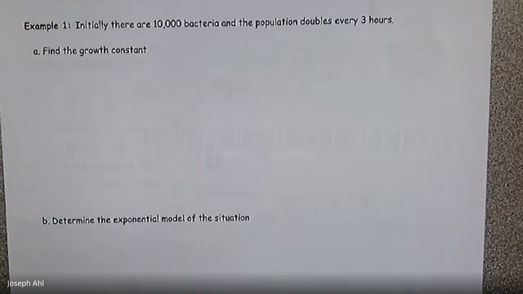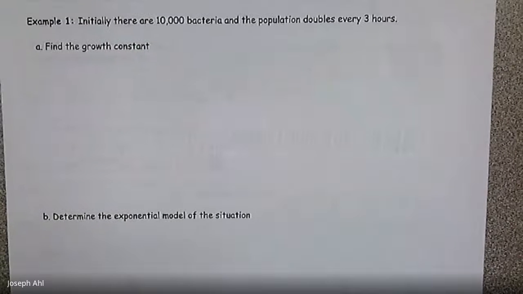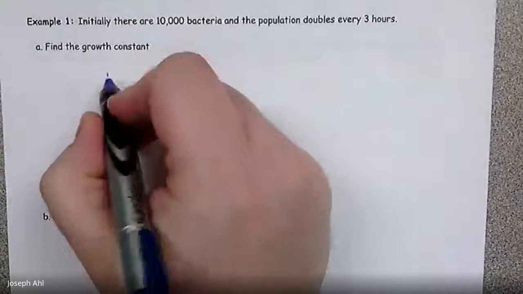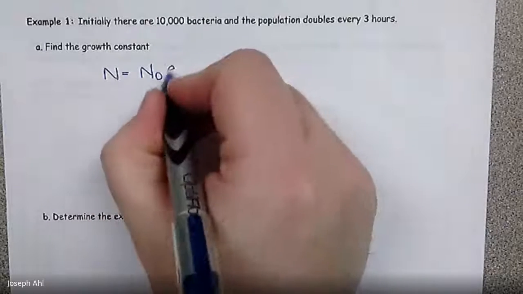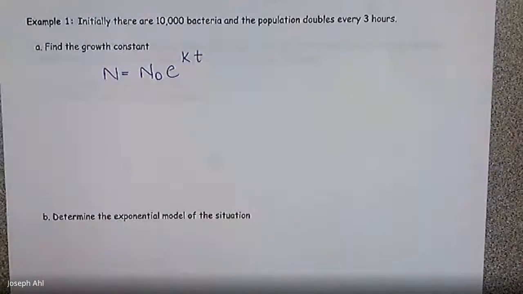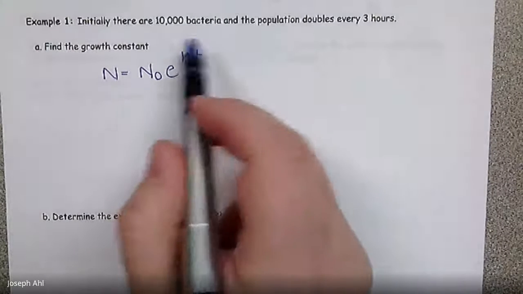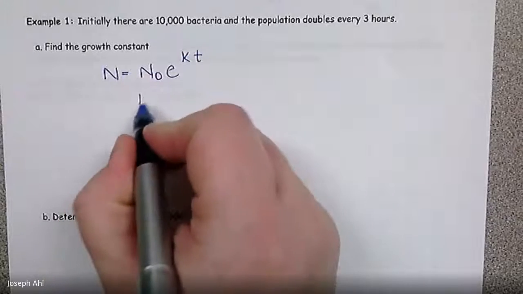So initially there are 10,000 bacteria and the population doubles every 3 hours. Find the growth constant k. So whether you want to use y equals y sub 0, or I feel like for a lot of these, I use n equals n sub 0 for the number initially and the number that's left after a certain amount of time, that's kind of up to you. But as long as you know where to sub in, if initially there are 10,000 bacteria, that's going to be n sub 0.